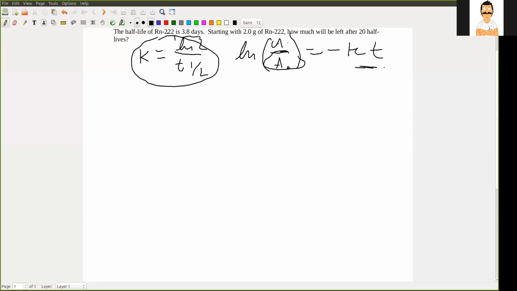Now, that's one way of doing it. Perhaps a more efficient way of doing it would be to say that every time you hit 1 half-life, you've cut the total quantity by half. So you could say that after 1 half-life, your final mass is equal to your initial mass times 1/2.